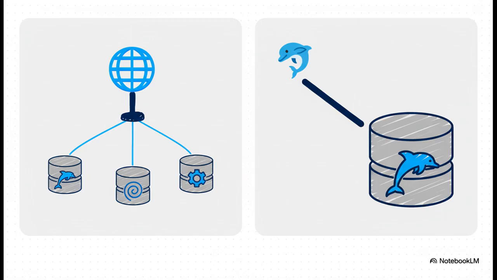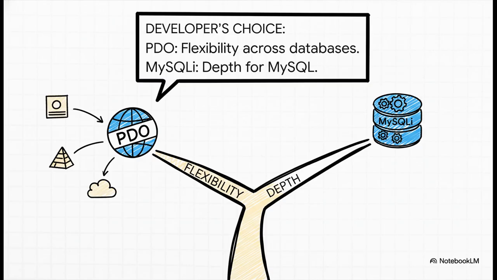Then you have MySQLi. The I is for improved. And just like its name suggests, this one is tailor-made for MySQL. It's all about giving you access to every specific feature that MySQL has to offer. So, here's the bottom line. Go with PDO when you want flexibility and the freedom to maybe switch databases down the road. Go with MySQLi when you're all in on MySQL and you want to use every tool in its toolbox.